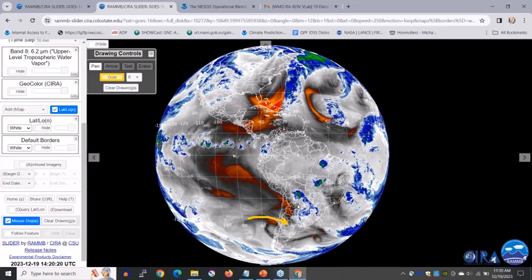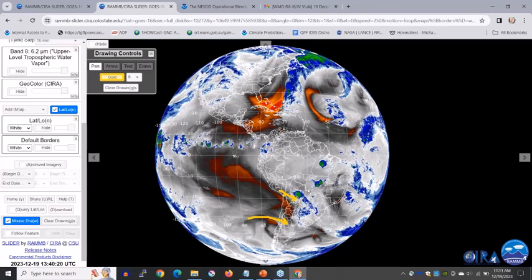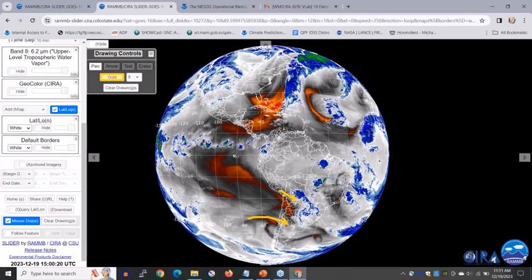Then we do have also another system that is located here in Bolivia and Peru, and it is interacting with all this convection that is occurring east of the Andes.